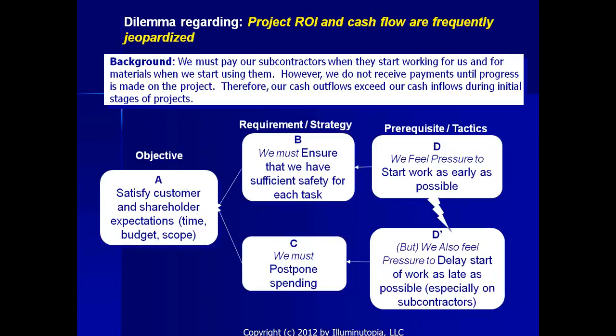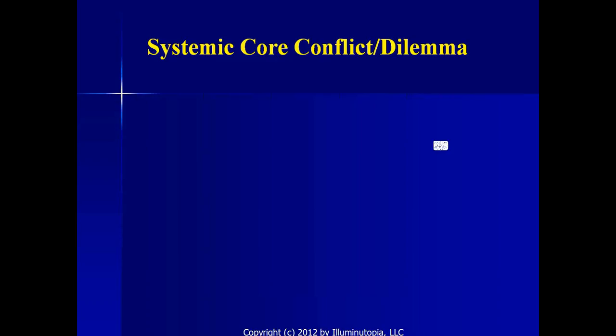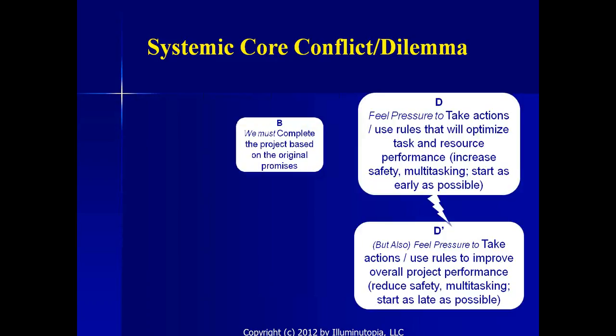So, in order to satisfy customer and shareholder expectations, we must ensure that we have sufficient safety for each task. In order to ensure we have sufficient safety for each task, we must start work as early as possible. In order to satisfy customer and shareholder expectations, we must postpone spending. In order to postpone spending, we must delay the start of work as late as possible, especially on the subcontractor task. So what is the core conflict?